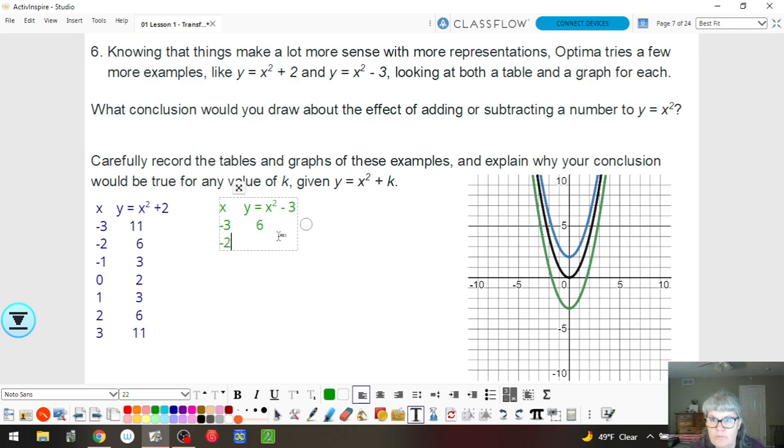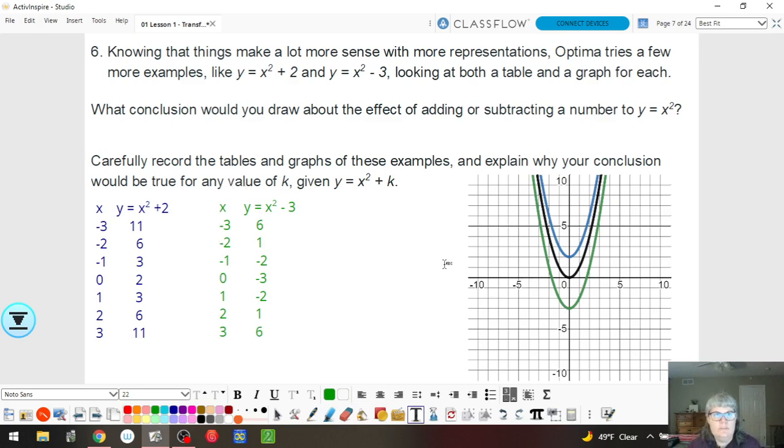Negative 2, if we look at the graph, negative 2 is at 1. Negative 1 is at negative 2. 0 is at negative 3. 1 is back up to negative 2. 2 is back up to positive 1. And 3 is back up to 6.